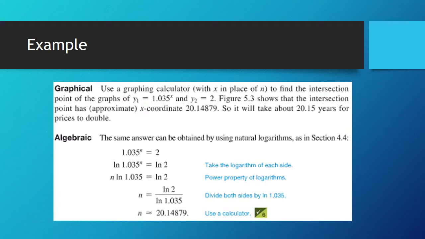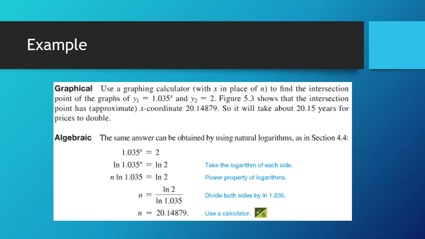Graphically, you can take your calculator, and for Y1, put in 1.035 to the X, and for Y2, put in 2, and figure out where the two things intersect. And I don't have the picture here. You can look at it on your calculator or in the text, but the X coordinate is 20.14879, so about 20.15 years if you do it graphically.